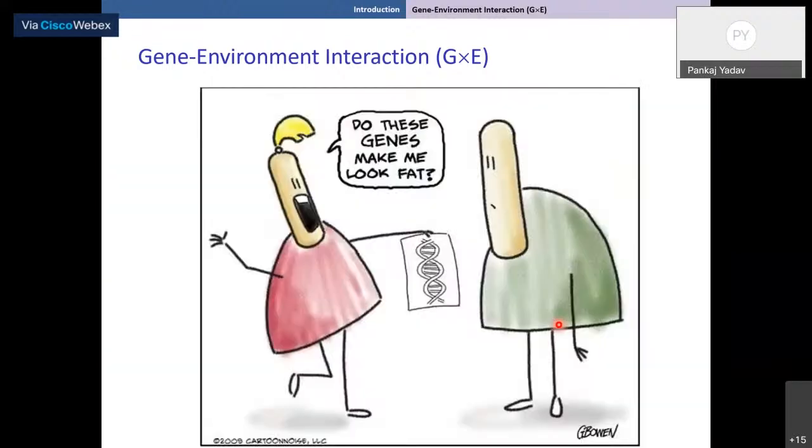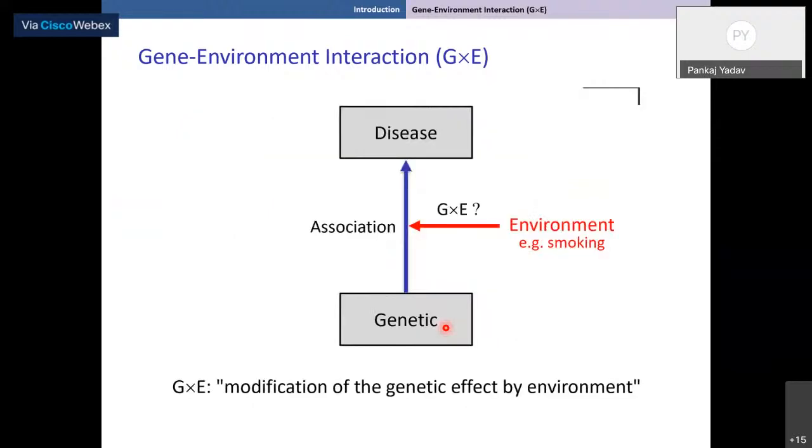So this is a cartoon that I really like. Once you have identified a list of genes that might be interacting with the environment, somebody might be interested in knowing whether, if I have these genes, they can make me look fat. This depends upon whether these genes are interacting with the environment or not. This cartoon is basically depicting that point.